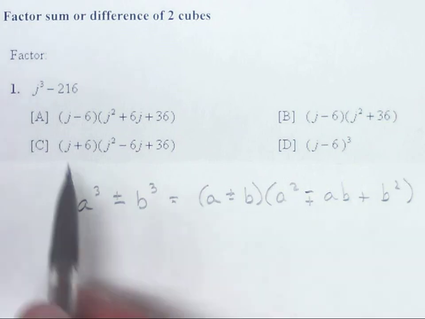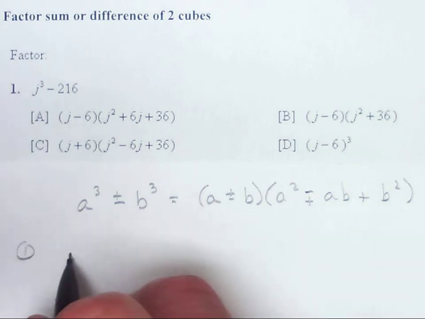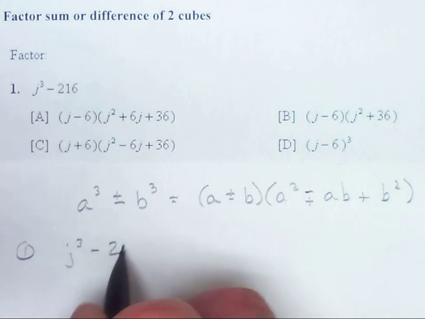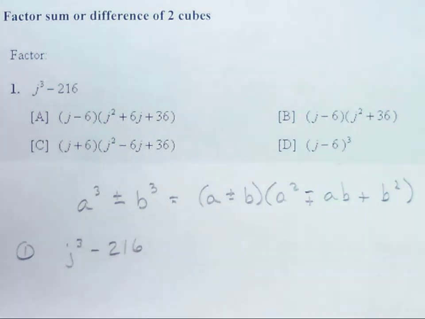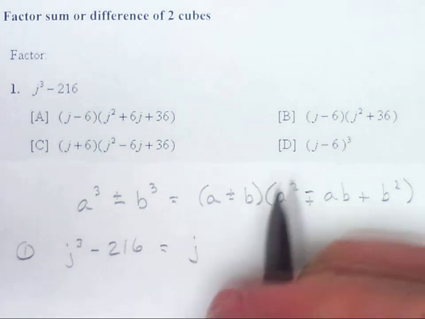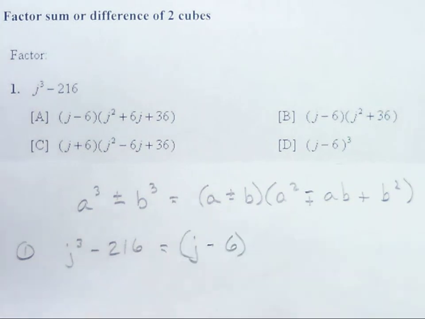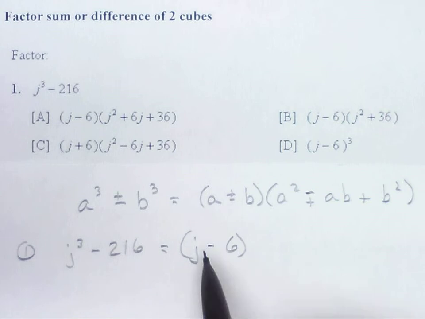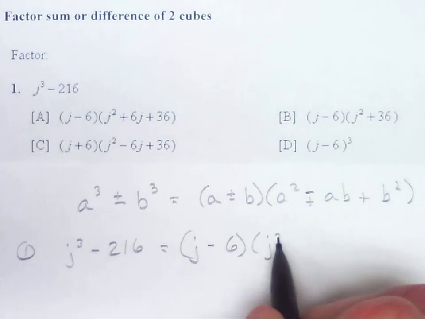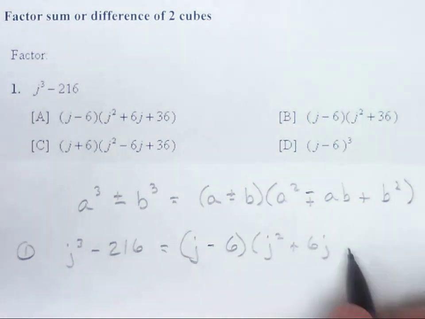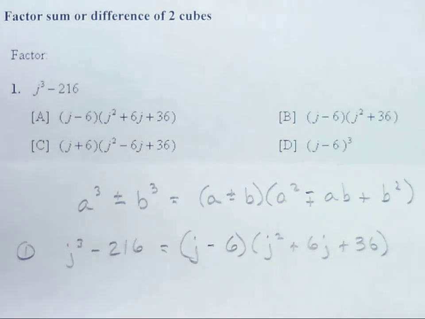So I'm going to use this idea to factor number 1, j cubed minus 216, which I recognize to be the difference of perfect cubes. So I'm going to take the cube root of the first minus the cube root of the second. The cube root of 216 is 6. And now to get my second factor, I'm just going to use the terms in the first factor. J squared plus 6j plus 36. And that matches letter C.